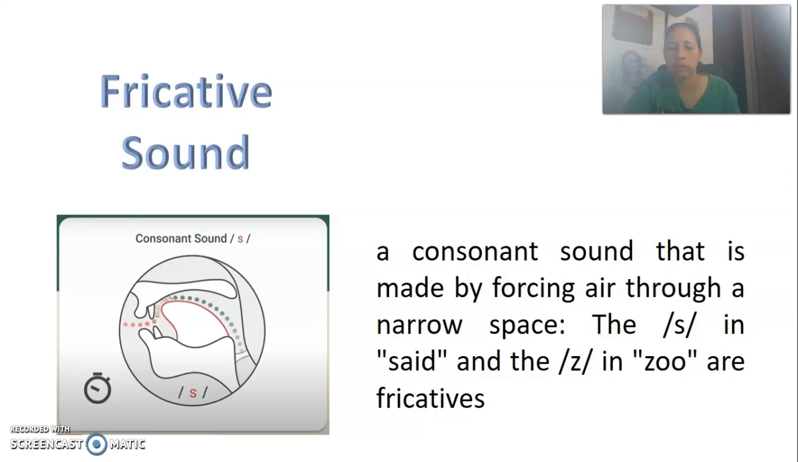Fricative sounds are a constant or continuous sound, and you can keep blowing the air out like this. A fricative is a consonant sound that is made by forcing air through a narrow space. In this case, the S in said and the z in zoo are fricatives.